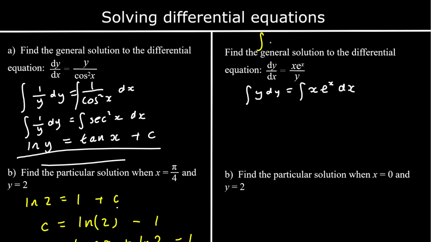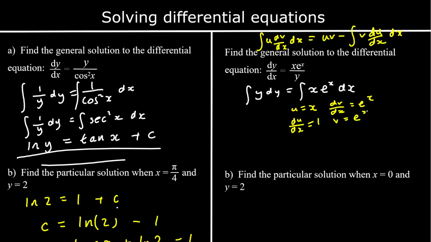The integral of u dv/dx with respect to x is equal to uv minus the integral of v du/dx with respect to x. So we're going to pick something to be u, which is going to be our x, because when we differentiate it, it's going to go to 1. So we're going to say u is x, dv/dx is e to the power of x, which makes du/dx 1, and v e to the power of x.